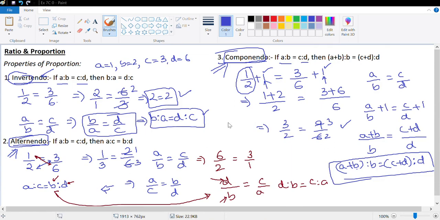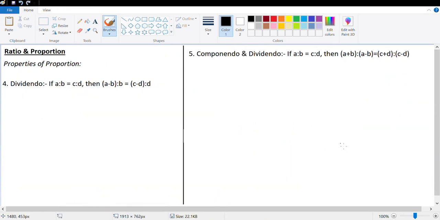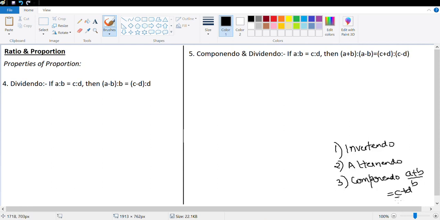So we've done 3 till now. One was invertendo, which means you take the reciprocal of both sides. The second was alternando, which means you replace numerator of one side with denominator of the other side. And the third thing which we did was componendo, which was A plus B upon B is equal to C plus D upon D. Perfect. Now let's look at the fourth property. So there are 5 properties. Let's look at the fourth one.